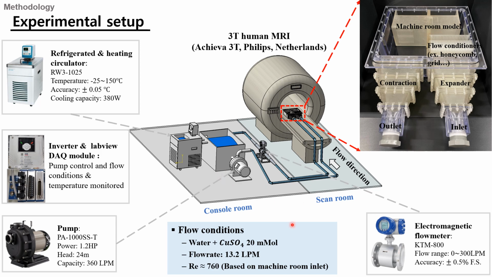As a working fluid, we use a copper sulfate aqueous solution instead of air. The pump was set to 13.2 RPM to achieve Reynolds similarity.